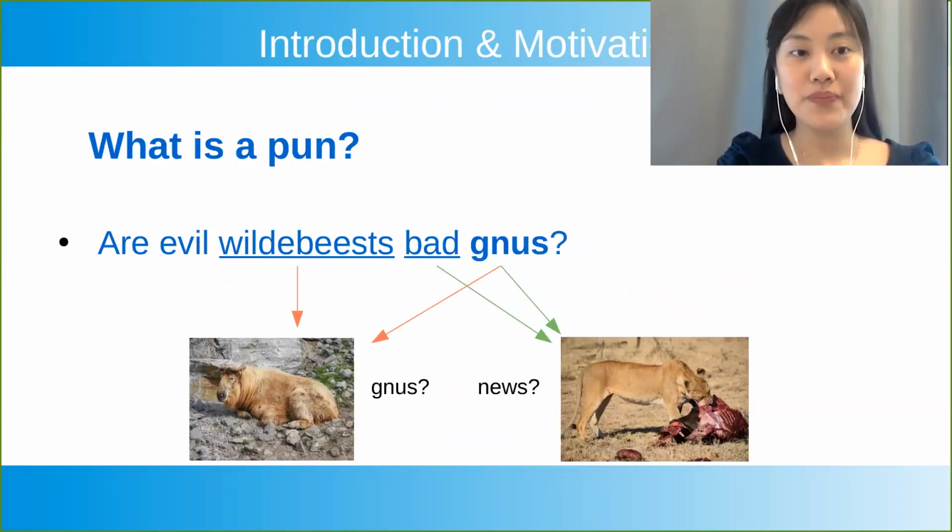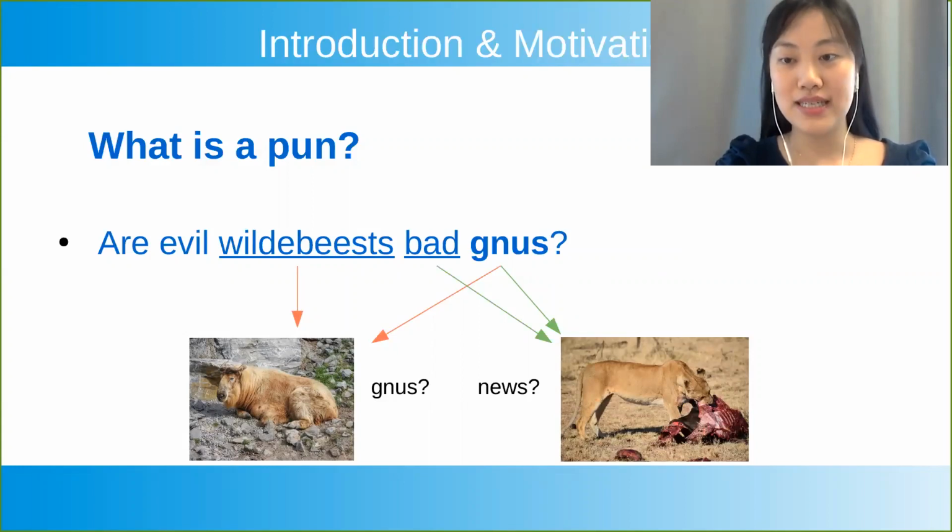Second example, an evil wild beast bad news. The news here could literally mean news or bad news. Different to the first example, this type of puns use different words with similar soundings, called heterographic puns, whereas the first type is called homographic puns.